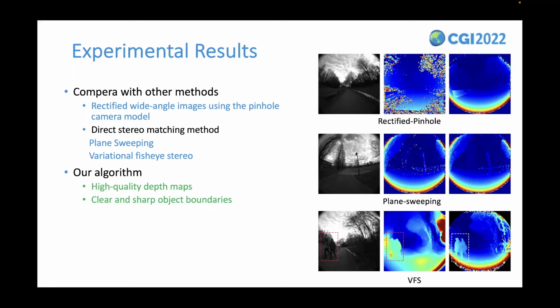The rectified images under the pinhole camera model exhibit clear noises near image boundaries. Plane sweeping generates inaccurate depth values in the resulting depth maps. VFS generates depth maps with less noise, but the objects near the boundary are blended with the background. Our algorithm generates high-quality depth maps with clear and sharp object boundaries. Due to a large matching window size, the objects may expand slightly along their boundaries.